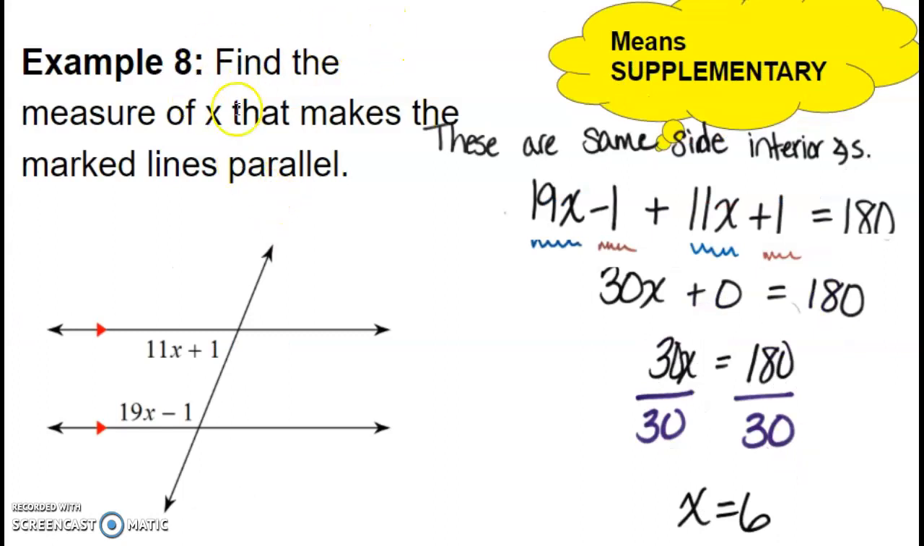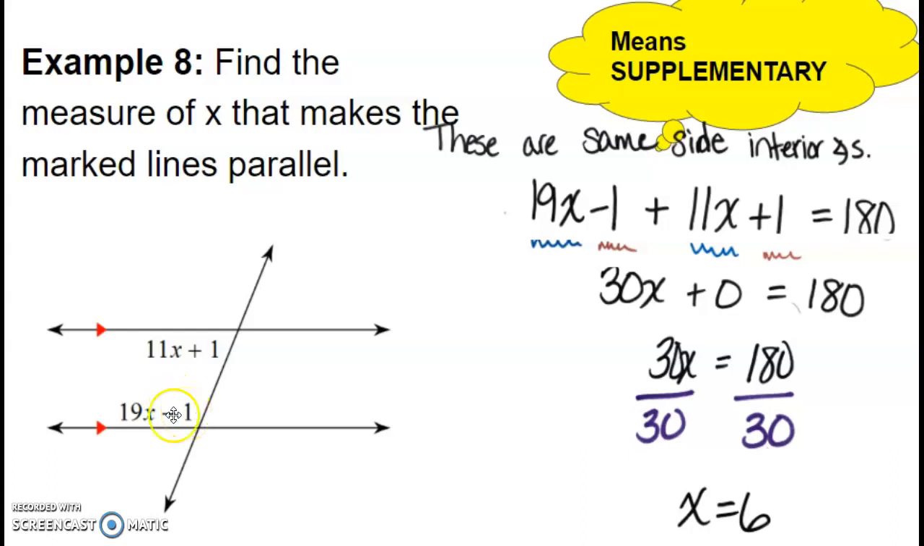And finally, find the measure of x that makes the marked lines parallel. All right, think about where these angles are. Two parallel lines. Here's your transversal. They are both to the left side of the transversal, so they are on the same side, and they are both on the inside of the parallel lines, so they are interior. Same side, interior. So these are supplementary.